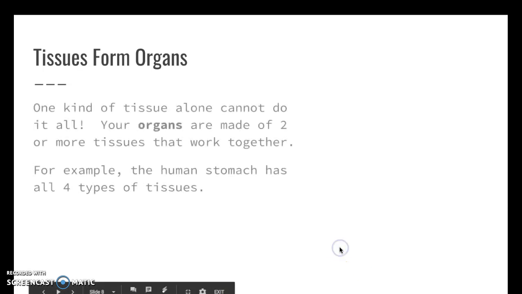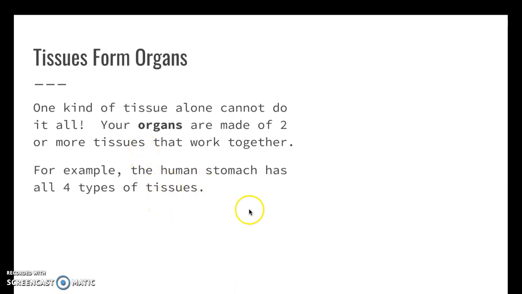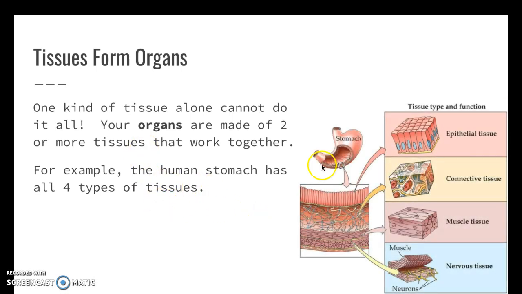So, in the next part of your note-taking system, it says your organs are made of 2 or more tissues that work together. 2 or more tissues. And some organs, like the stomach, actually will have all 4. It's a good example here.